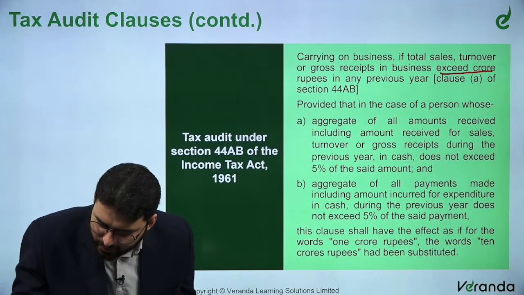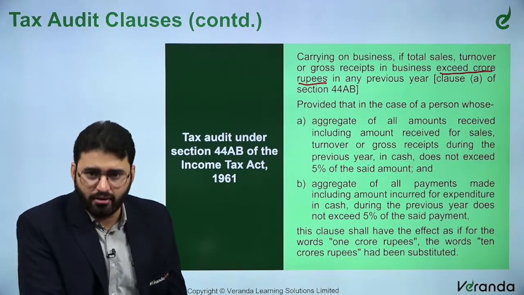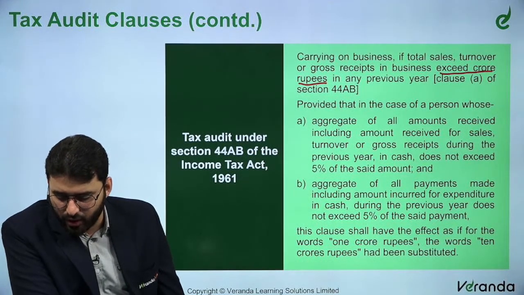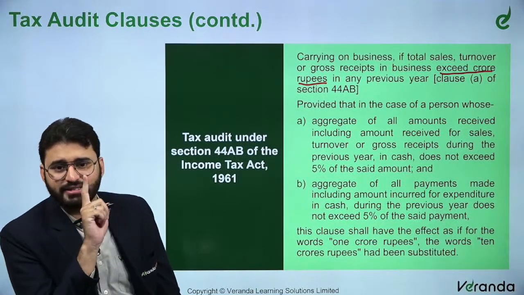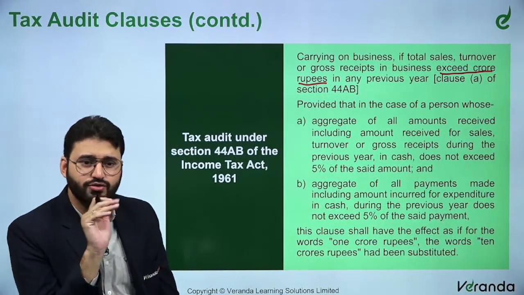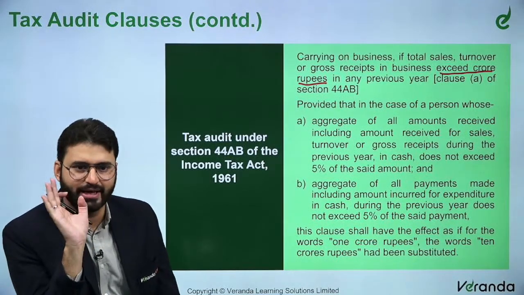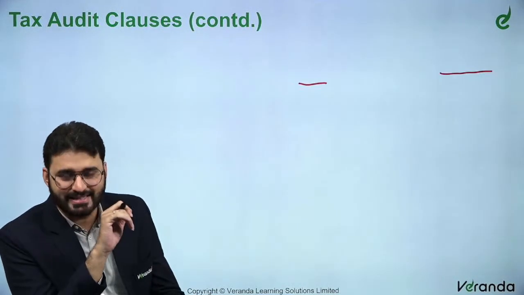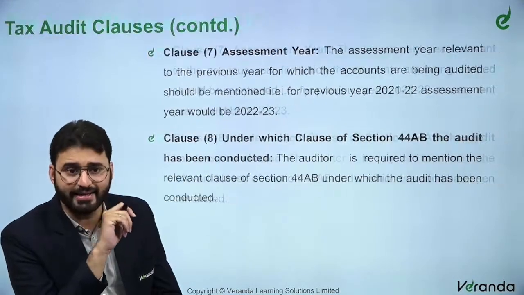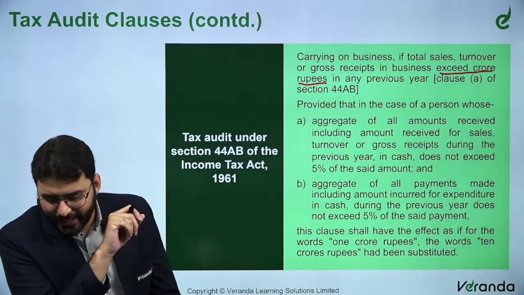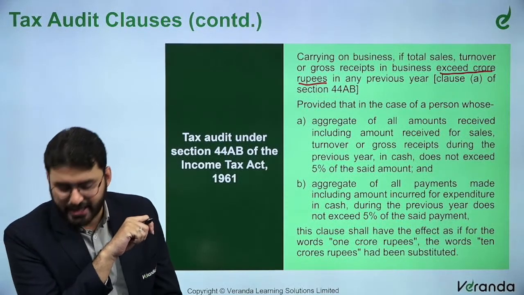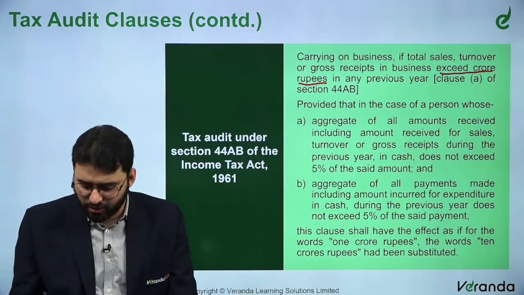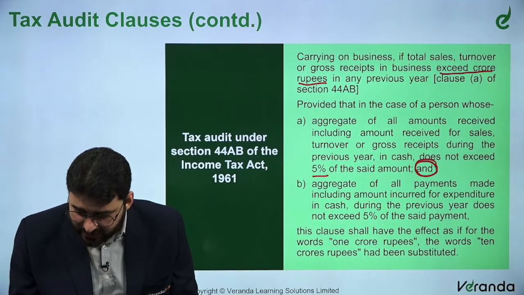If my turnover is more than 1 crore, then I am required to do a tax audit. However, there is a proviso: in case of a person whose aggregate of all amounts received, including amounts received for sales, turnover or gross receipts during the previous year, in cash does not exceed 5% of the said amount. There could be a question on the applicability of this particular clause, clause number 8 that we are talking about. And that's the 'and' clause.